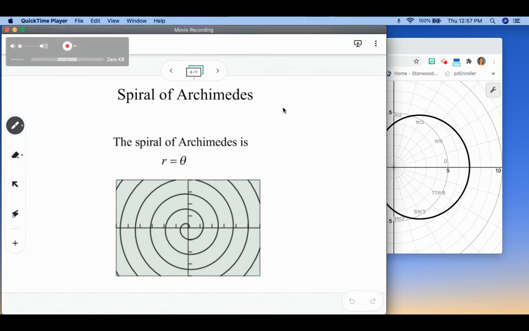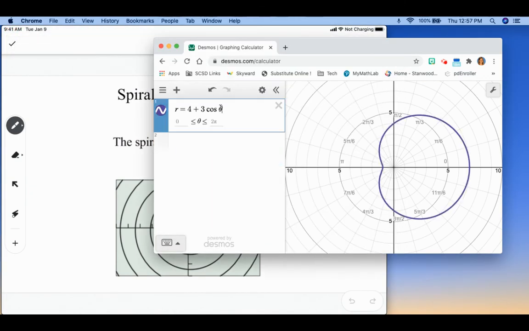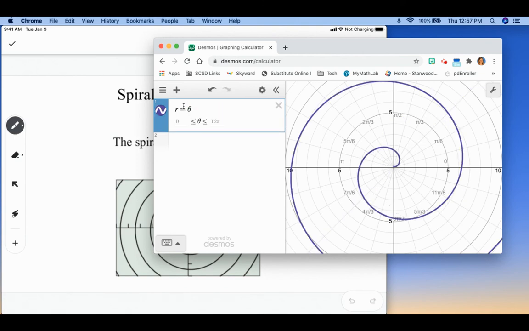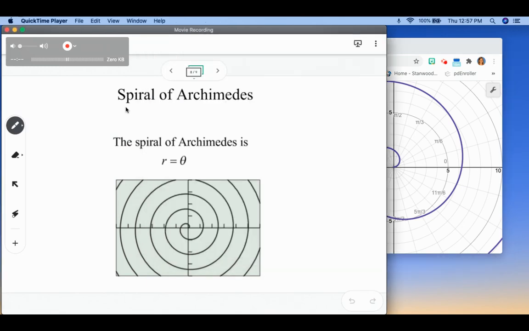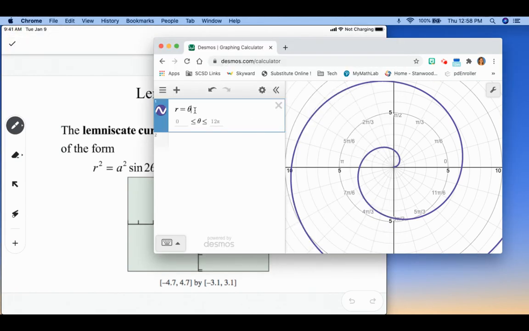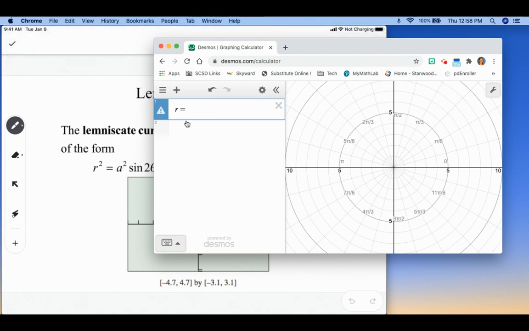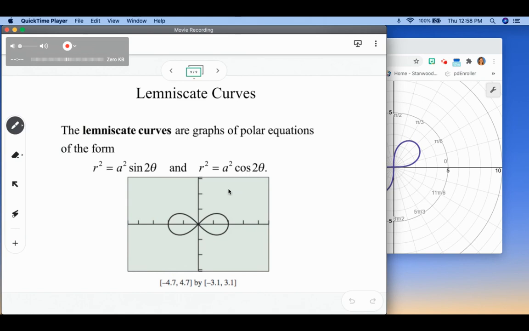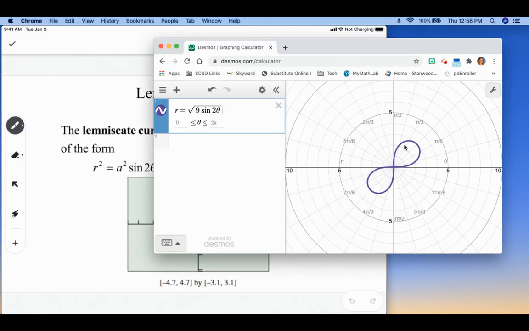Then we have the spiral of Archimedes. The spiral of Archimedes is r equals theta. So you can see that's kind of cool. Okay, and finally we have the lemniscate curves. Not sure if I'm saying that right. Because we have to put it in as linear, it can't take r squared, so we could put r equals the square root of, let's say a is 3, 9 sine of 2 theta. So that kind of shows you that one. This graph right here is the cosine one, so you have an example of each of those.